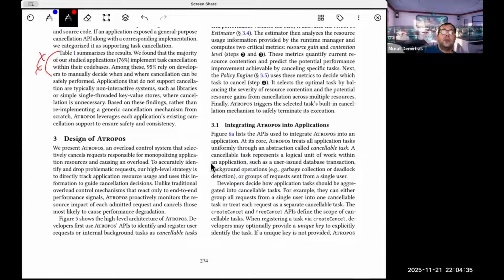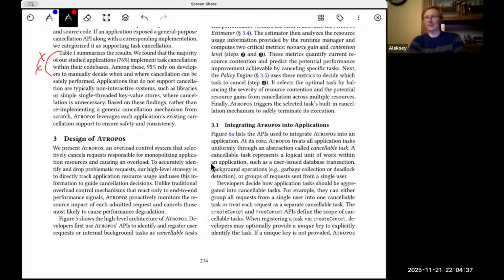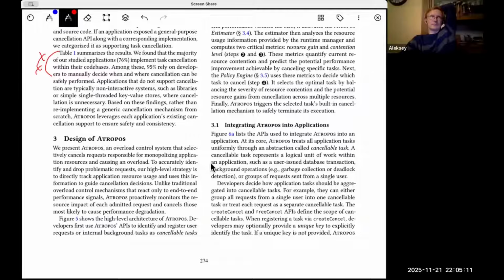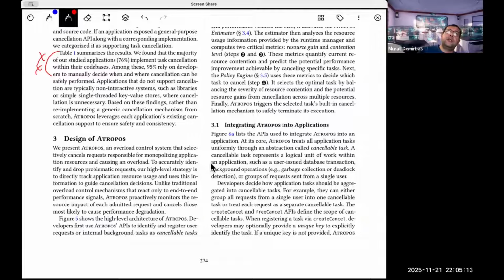Okay, so the design proposed: they're pretty much saying that they will slot into the application's way to cancel things. If something is cancelable, then it's cancelable. If something is not cancelable, even if it consumes a ton of resources, you're out of luck. But remember, they had two metrics that they maintained, the contention level and how much resource would be freed if this is canceled. I guess they are adding that themselves to the applications. So they are changing the applications, I guess.